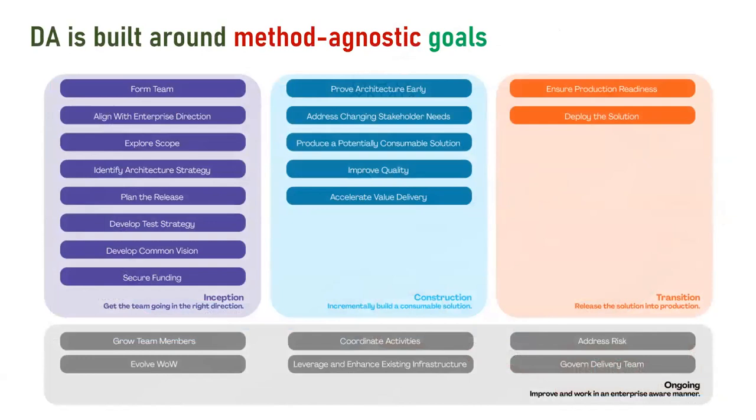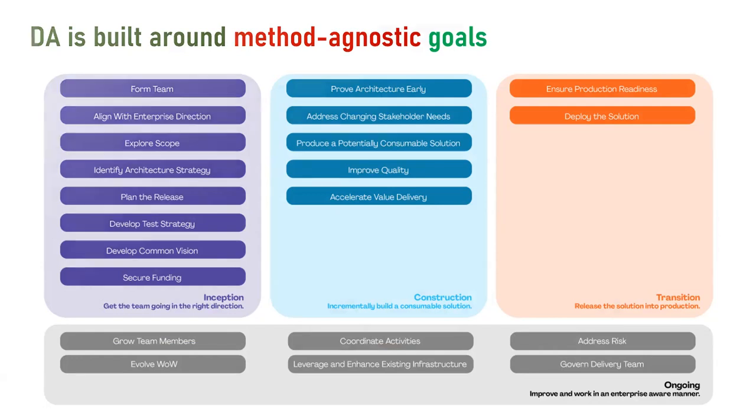And getting back now to what DA at that level was, if you look at the goals of Disciplined Agile Delivery, for example, even at the time where it was only delivery focused, even then it was based around method agnostic goals like forming your team, exploring scope, developing test strategy, coordinating activities, improving your quality, and across phases. We'll see those later. But since the beginning, it has always been about achieving goals in a method agnostic way.